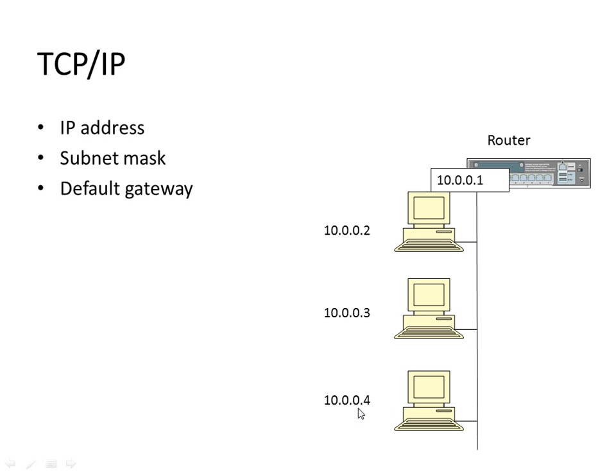So when we configure TCPIP, we walk up to each individual computer and give it an IP address, subnet mask, and a default gateway. In the next section, we will talk about testing TCPIP. And this concludes Part 1.